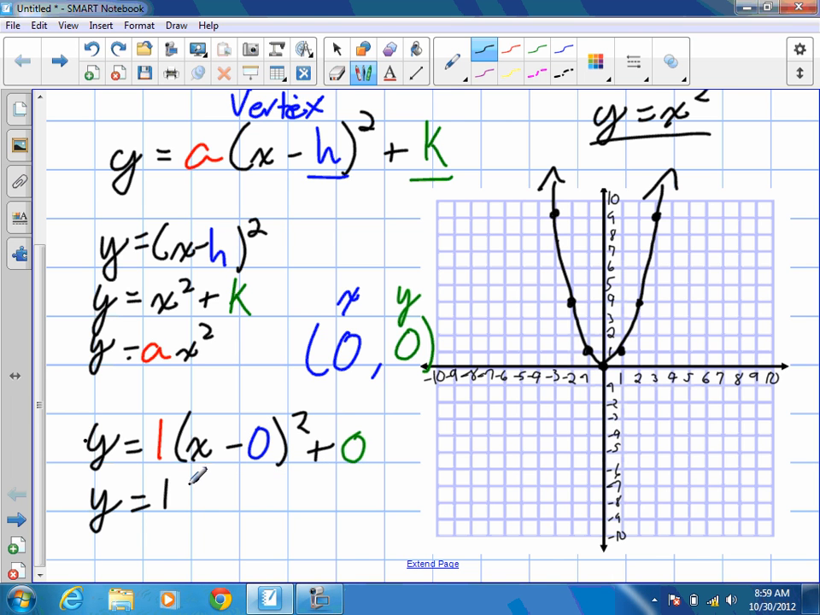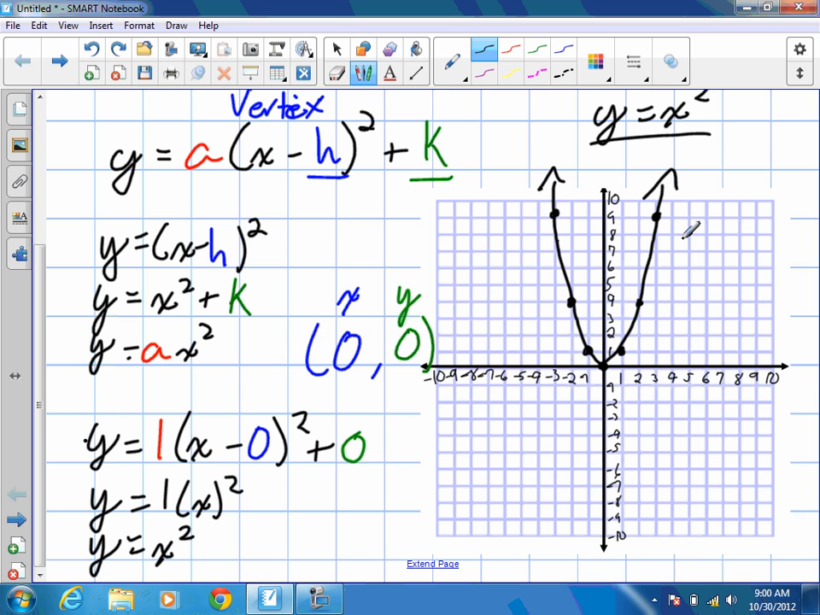We have x squared, and plus 0, does that 0 change anything? No. Do I need to write the multiplied by 1? And when I bring this squared in the brackets, it just becomes y equals x squared. So that's exactly how we go from the vertex form to our original one. We're just expanding and simplifying.